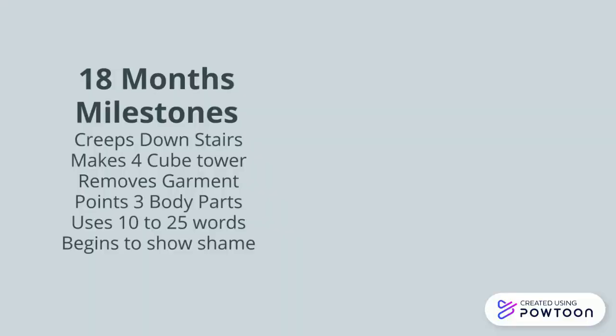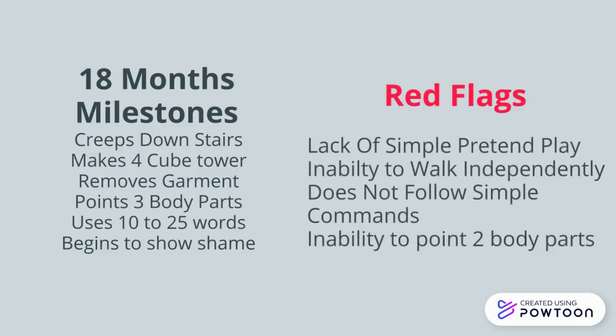sources. The developmental milestones for 18 months are: walks up and down stairs, makes a tower of 4 blocks, removes garments, points to 3 body parts, uses 10 to 25 words, and begins to show shame. The red flags are lack of simple pretend play, inability to walk independently, does not follow simple commands, and inability to point to 2 body parts.